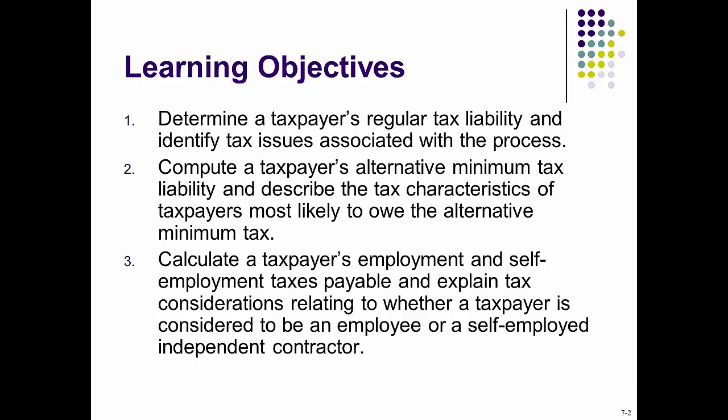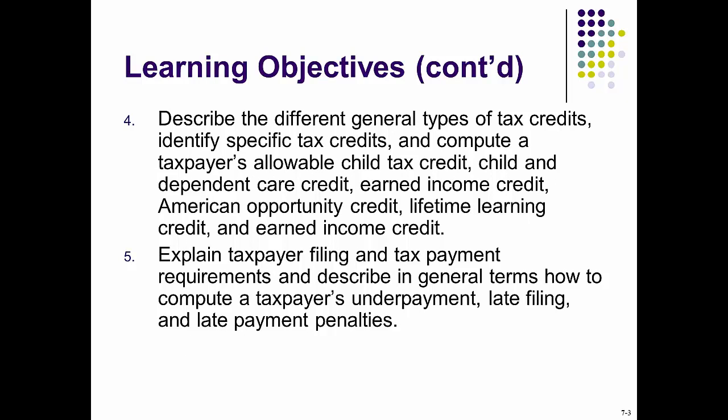These learning objectives are these questions. Number one, what are taxpayers' regular tax liability and tax issues? Number two, how to compute a taxpayer's alternative minimum tax, or AMT. Number three, how to calculate a taxpayer's employment and self-employment tax payable. Also, what are tax credits and how to compute them? How to compute a taxpayer's underpayment? And finally, what are late filing and late payment penalties?